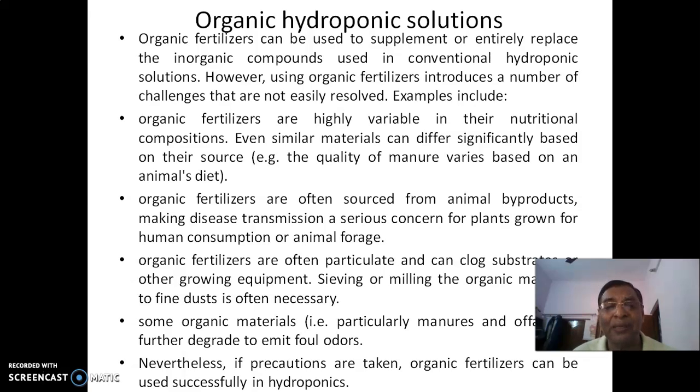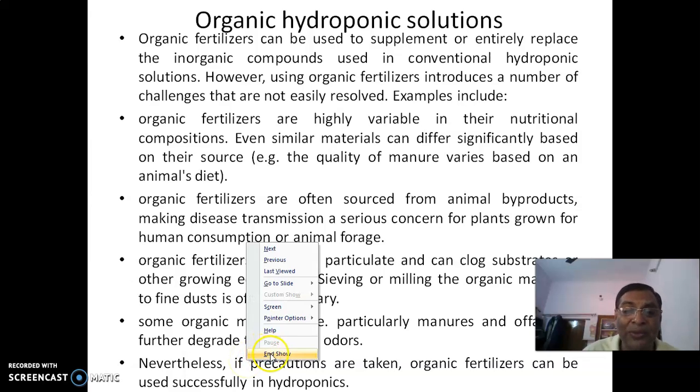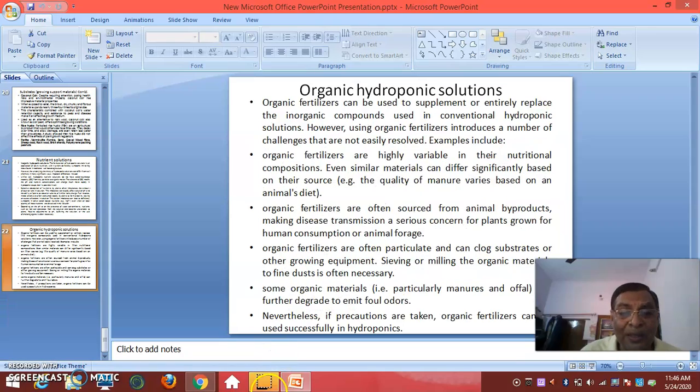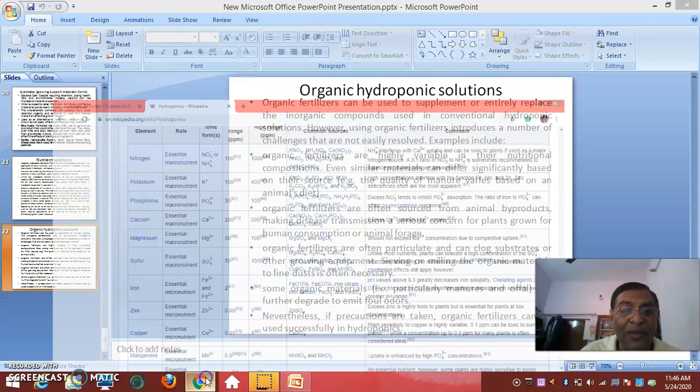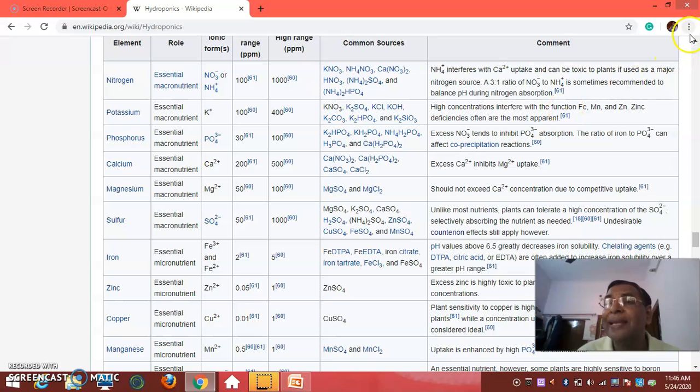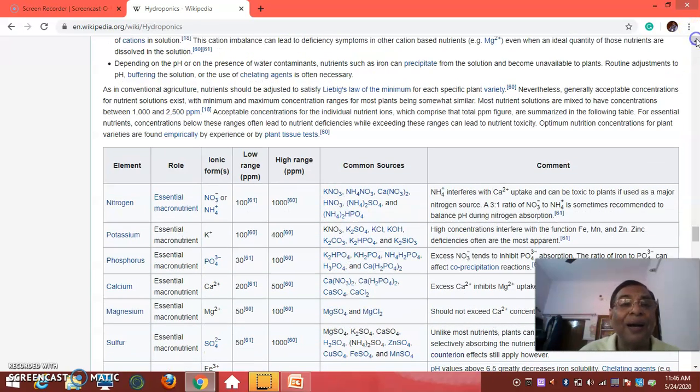Okay, so this is about organic hydroponic solutions. Now we come to organic fertilizers. Already, before going to that, let us go to the inorganic, still some more better way, because there are so many nutrients and other things in that document. Yeah, you can see these are the element and then role. Yes, the element is nitrogen.